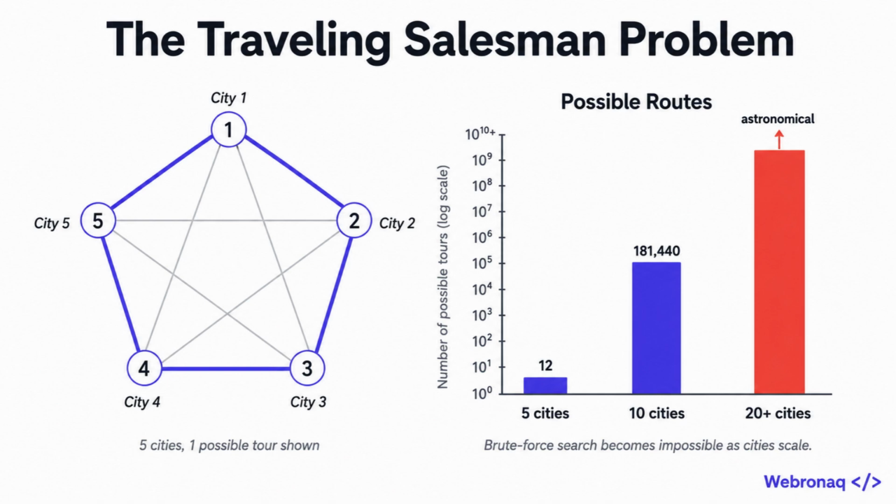Here's the classic example. Imagine visiting several cities and returning home by the shortest possible route. That is called the Traveling Salesman Problem. With 5 cities, there are just 12 possible routes. With 10 cities, 181,440. As cities scale into the dozens, the possibilities become astronomical. No computer can brute force every option in time. You need smarter solvers, algorithms that prune and search intelligently without checking every single path. And this is exactly the kind of problem UPS faces every single day.